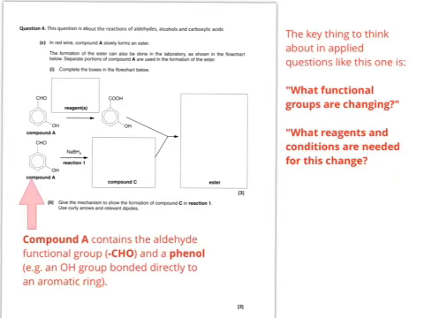So looking at it carefully, you can see it's an aromatic compound. When you have an OH group bonded directly to an aromatic compound, that's not an alcohol, that's a phenol. And the question is a bit misleading in the sense that it tells you about the reactions of aldehydes, alcohols and carboxylic acids. So an assumption people might have made is that that OH bonded directly to an aromatic ring is a secondary alcohol. It's not. It's a phenol. So you need to bear that in mind very carefully when you're thinking about what to do.